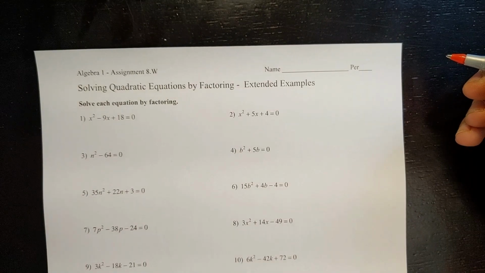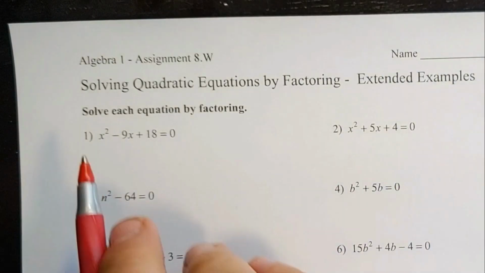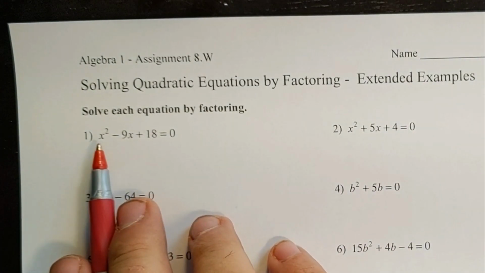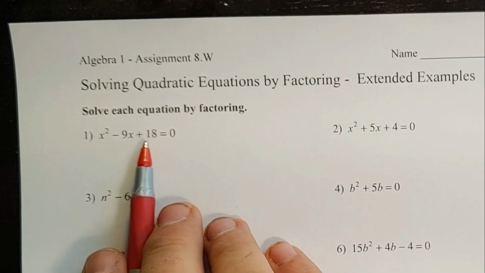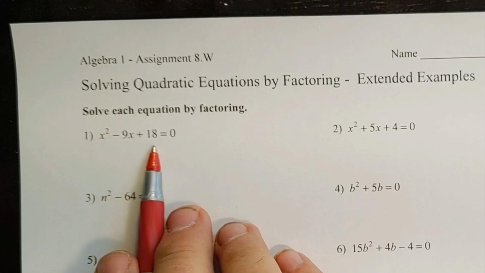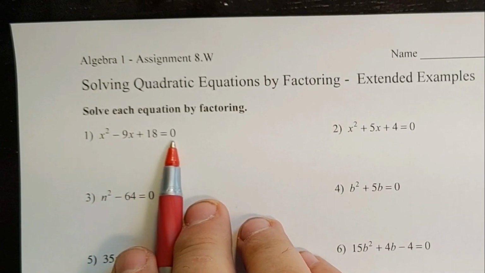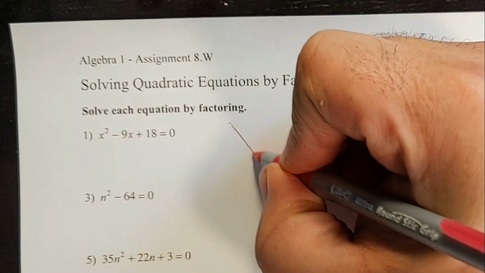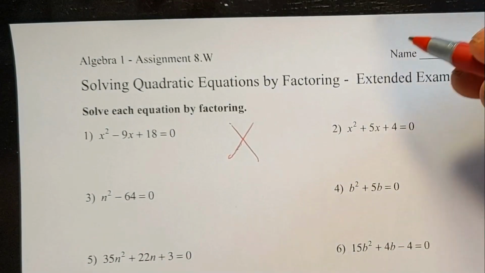This is assignment 8.w. The first problem is set up in standard form. It already has the x squared, the 9x, and the 18, where it's the biggest exponent, the medium one, and then the constant, and then equal to 0, which is what you want. That means you're going to make this x to organize your information.